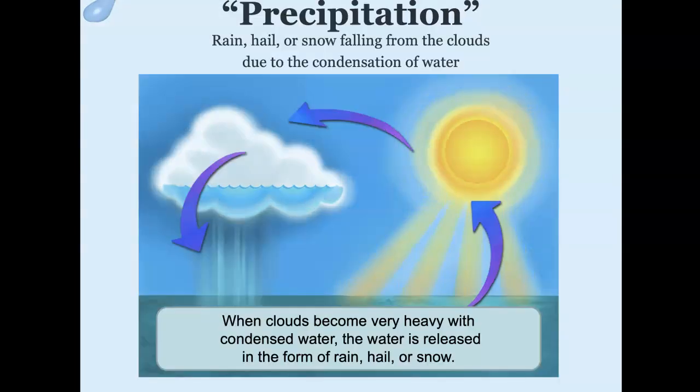Next is precipitation, rain, hail, or snow falling from the clouds due to the condensation of water. Precipitation is a major component of weather and the water cycle. Precipitation is responsible for depositing most of the fresh water on the planet.